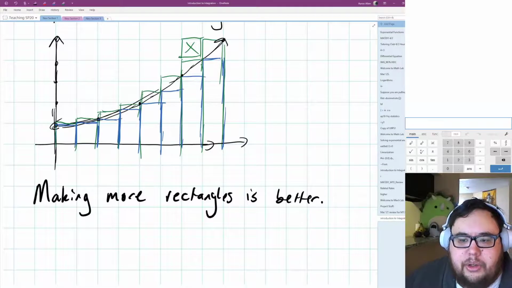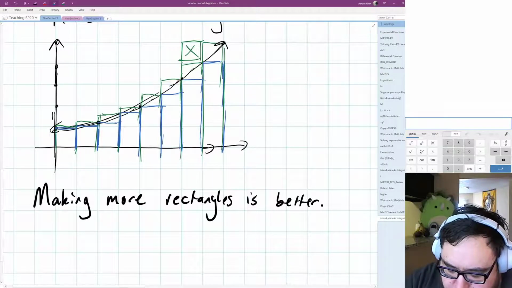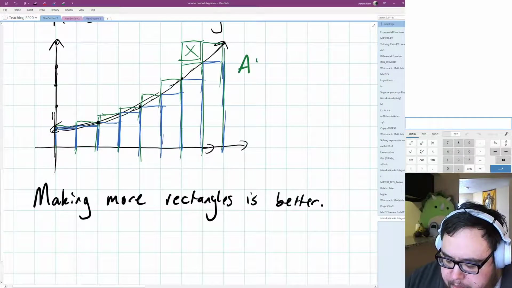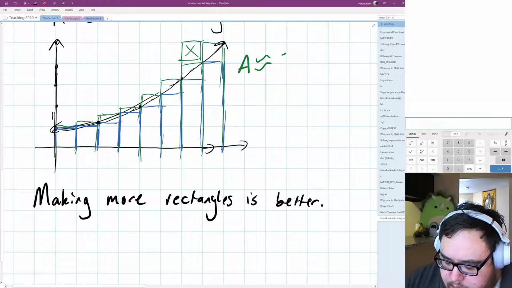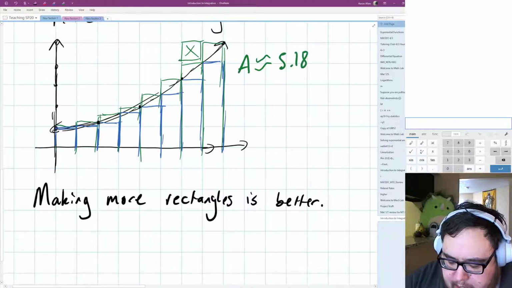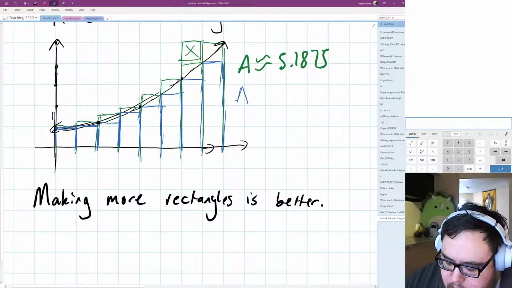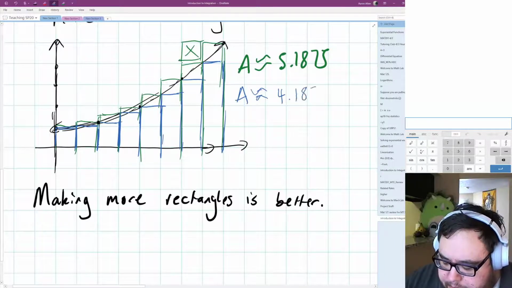In fact, when we use 8 rectangles, the green estimate, the higher estimate, will be about 5.187. And the blue estimate, our lower estimate, will be about 4.1875.